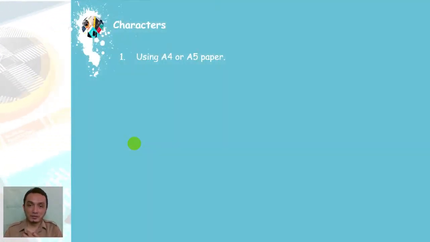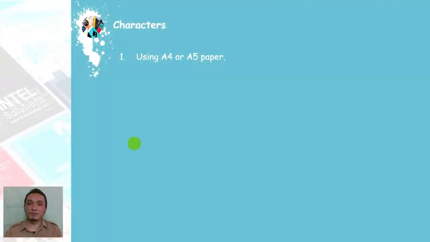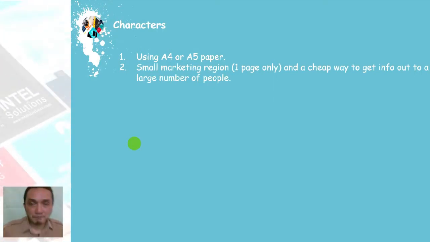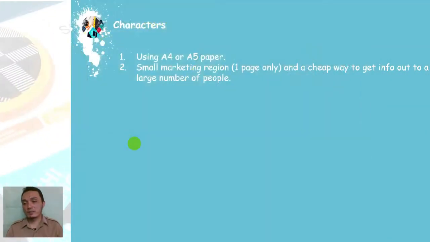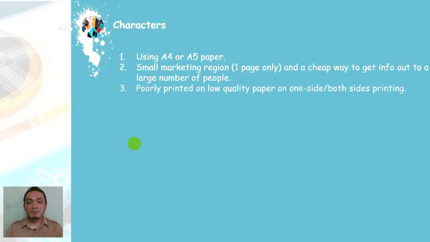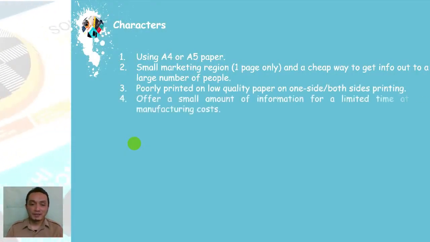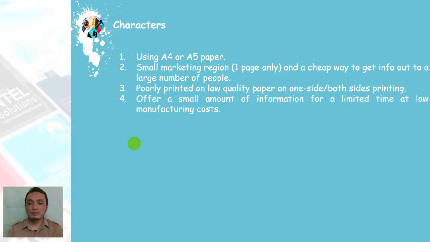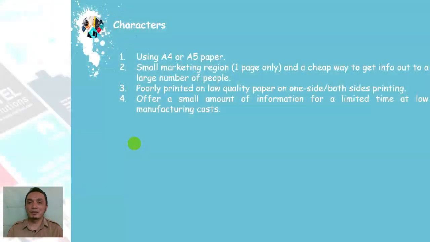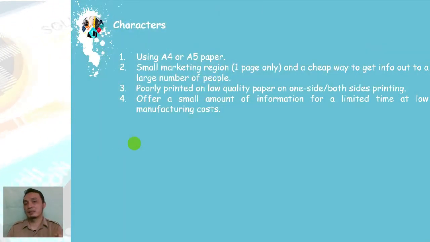They use A4 or the smaller A5 paper, with a small marketing region, 1 page only, and are a cheap way to get the information out to a large number of people. They are printed on low quality paper, on one side or both sides, and offer a small amount of information for a limited time at low manufacturing costs. So a leaflet only describes a little information about the event. It is not as complete as a brochure.